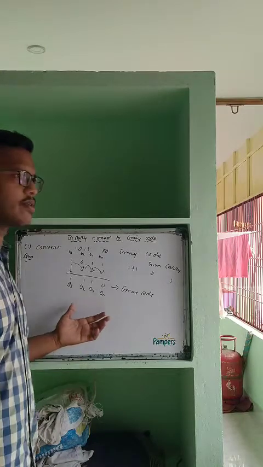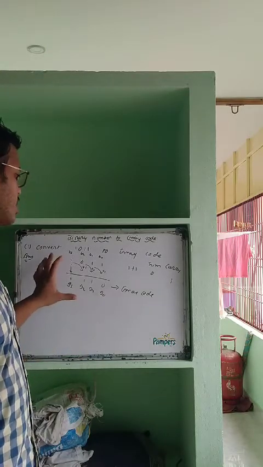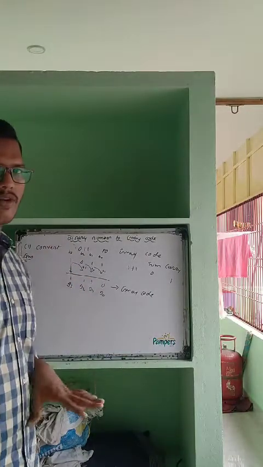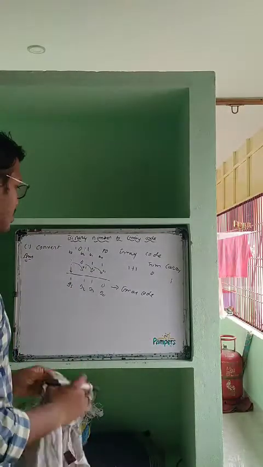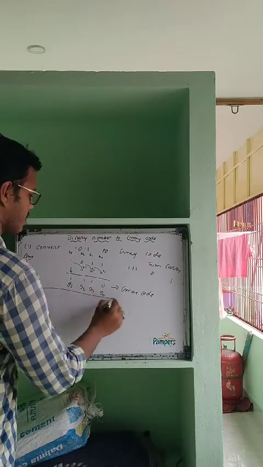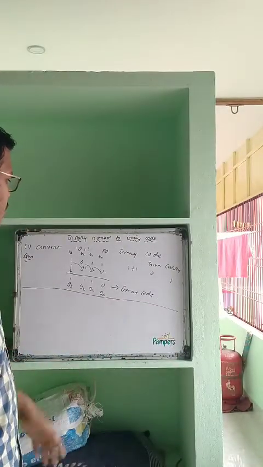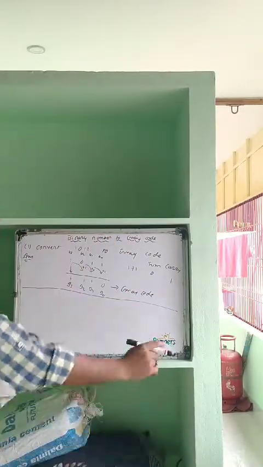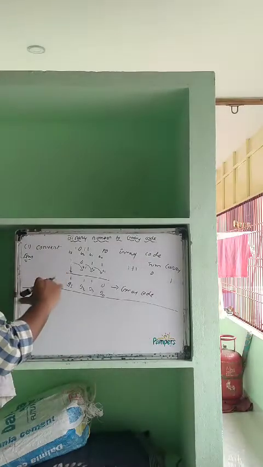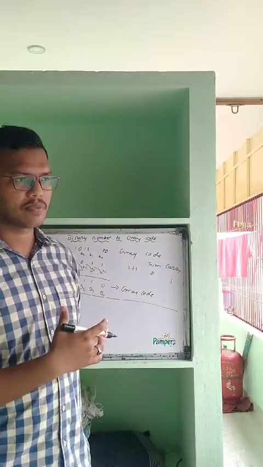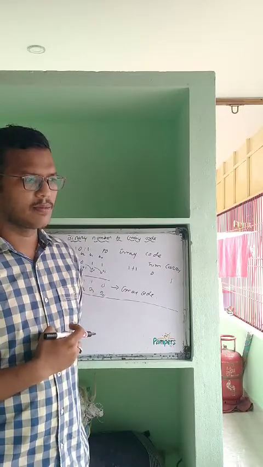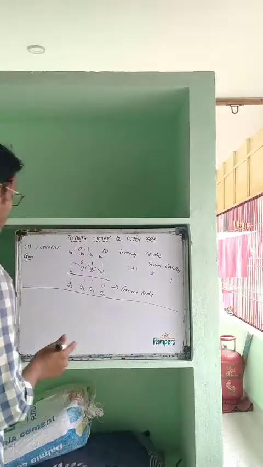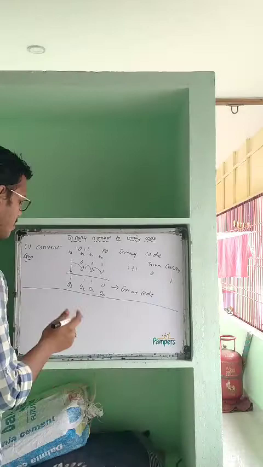We can solve this problem in another way. Let me show another way to solve the binary number to gray code conversion. This conversion can be performed with an XOR gate also.